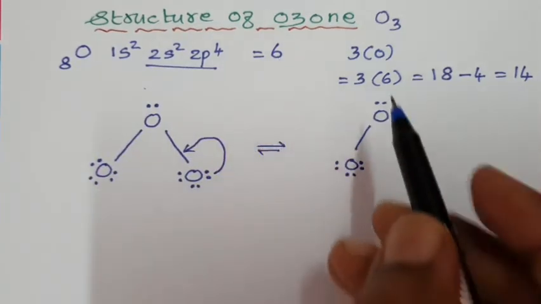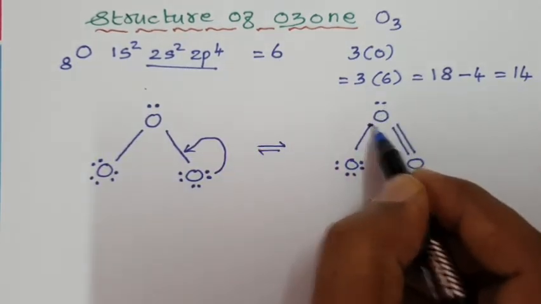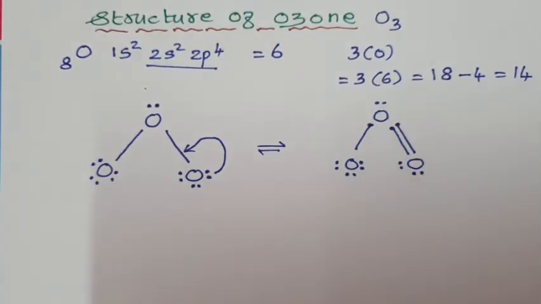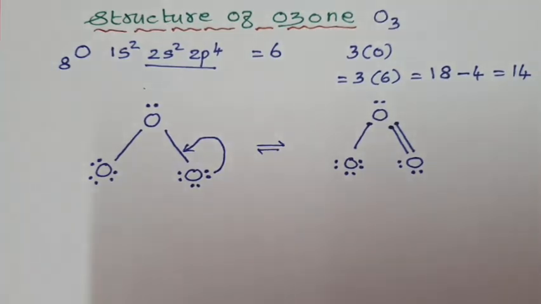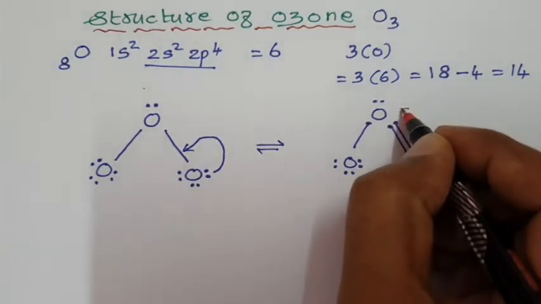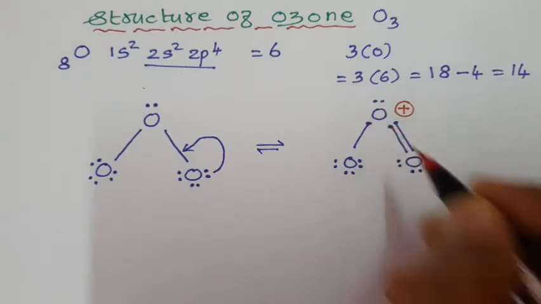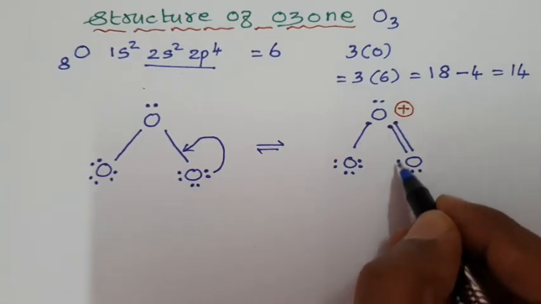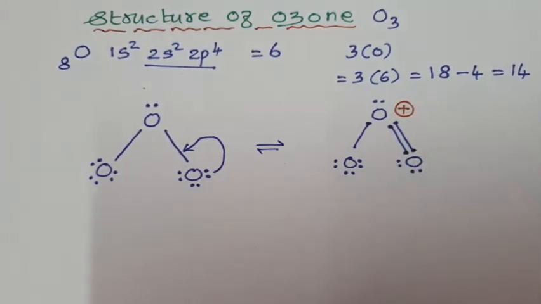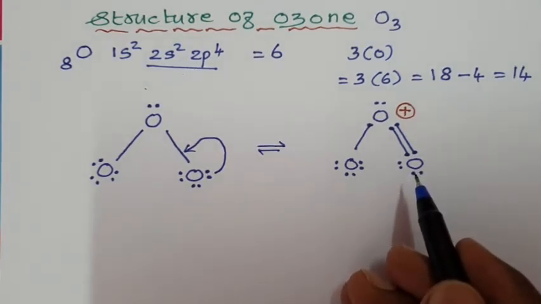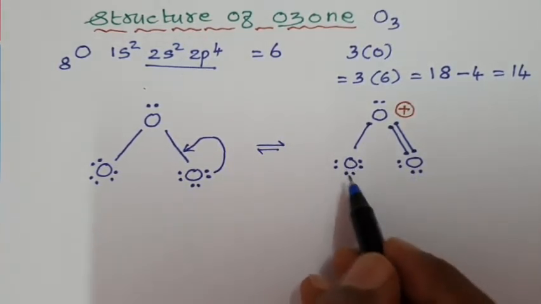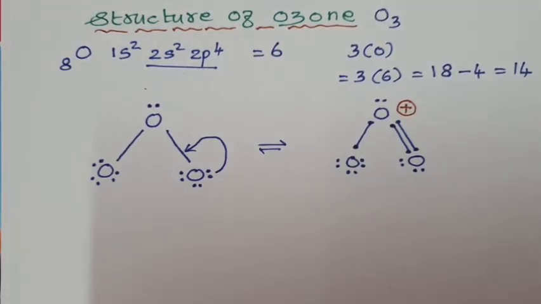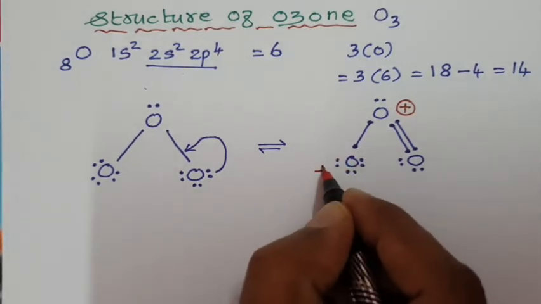Oxygen must have 6 electrons, but here 1, 2, 3, 4, 5 only. A shortage of 1 electron is indicated by a positive charge. So the center oxygen gets a positive charge due to the shortage of 1 electron. Then count the electrons around this oxygen, 1, 2, 3, 4, 5, 6. No plus or minus on this oxygen. Now come to this oxygen. Around this oxygen, 1, 2, 3, 4, 5, 6, 7 electrons. Excess of 1 electron is indicated by a negative charge.